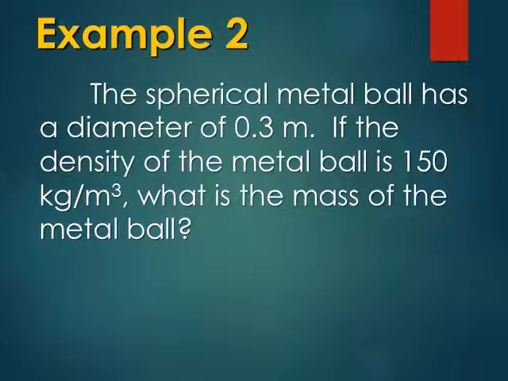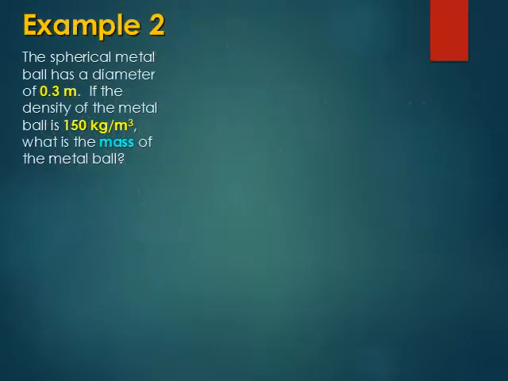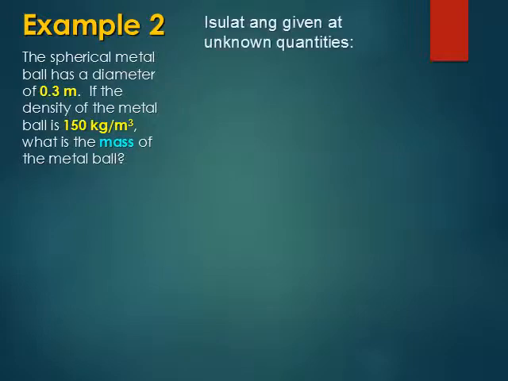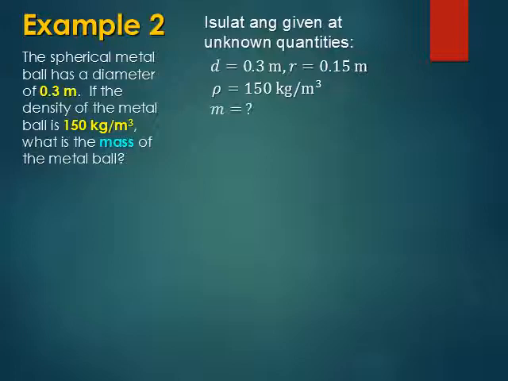Okay, let's have another example. So, the spherical metal ball has a diameter of 0.3 meter. If the density of the metal ball is 150 kilograms per cubic meter, what is the mass of the metal ball? Okay, so again, susulit muna natin lahat ng given and unknown quantities. So, we're given with the diameter, which is 0.3 meters. So, pag kinuha natin yung radius niyan, i-divide lang natin by 2. So, we have 0.15 meters. And then you have a density of 150 kilograms per cubic meter. So, we're looking for the value of the mass.